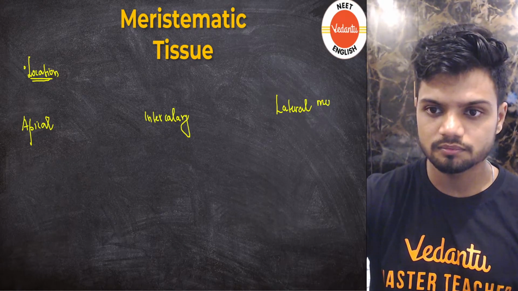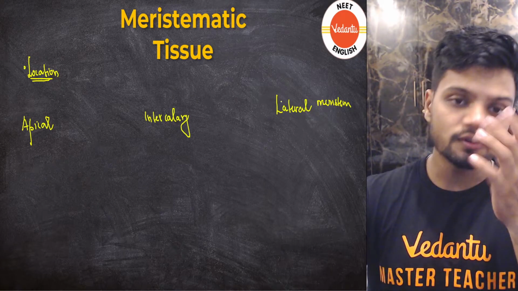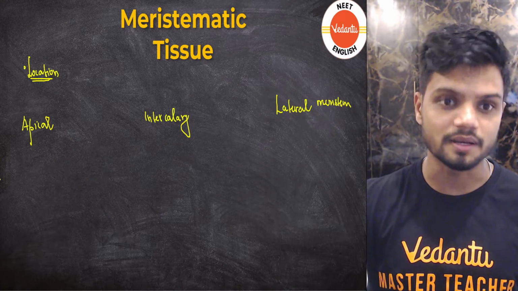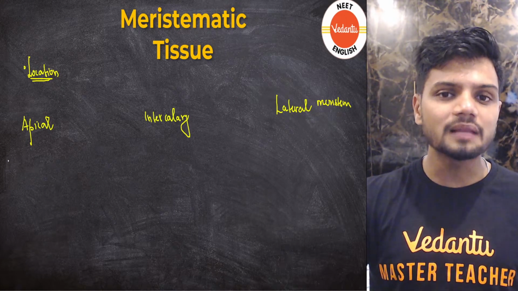Lateral meristem. Clear? Now first we'll study the apical meristem. What is apical meristem and where is it found? Apical means apex.